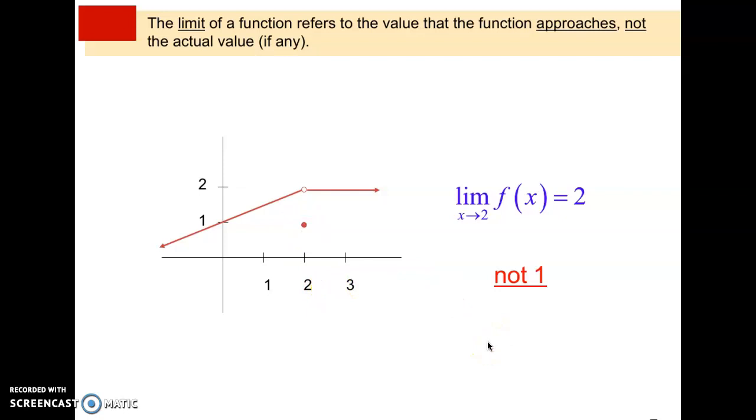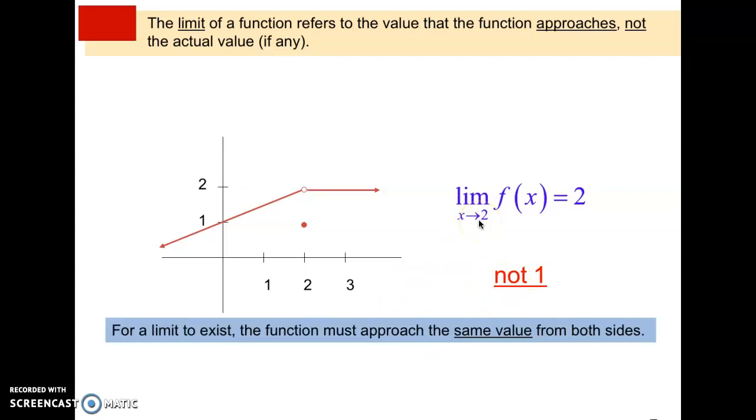Notice the actual value of the function. If I said to you, what is f of 2? You would say f of 2 equals this solid dot, y equals 1. But it is not the limit. For a limit to exist, the function must approach the same targeting value from both sides. So notice I'm targeting an output of 2, I'm targeting an output of 2. The value of the function is equal to 1, but it doesn't matter. What is my limit? What is my target value as x approaches 2?